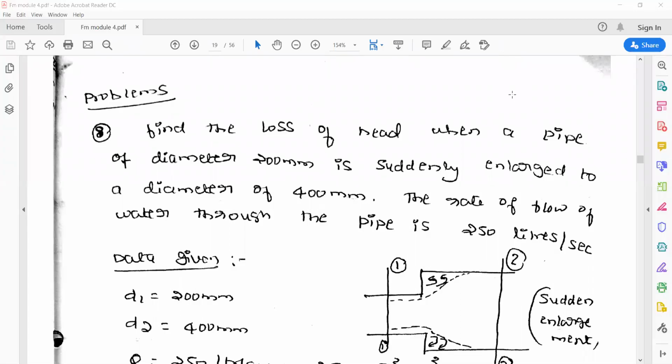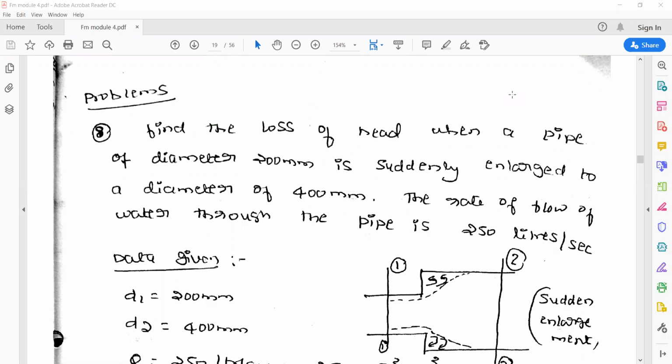Hello everyone. In the previous video, we discussed major losses, the Darcy-Weisbach and Chezy's equations, the derivations, and we solved some numericals. So now we can discuss minor loss.